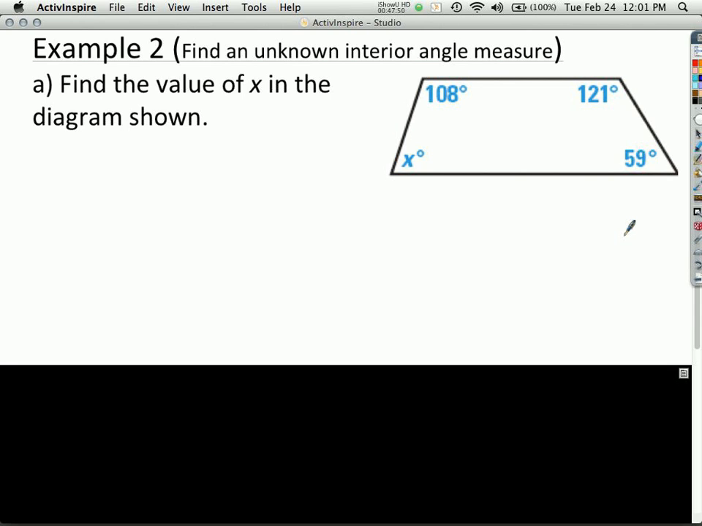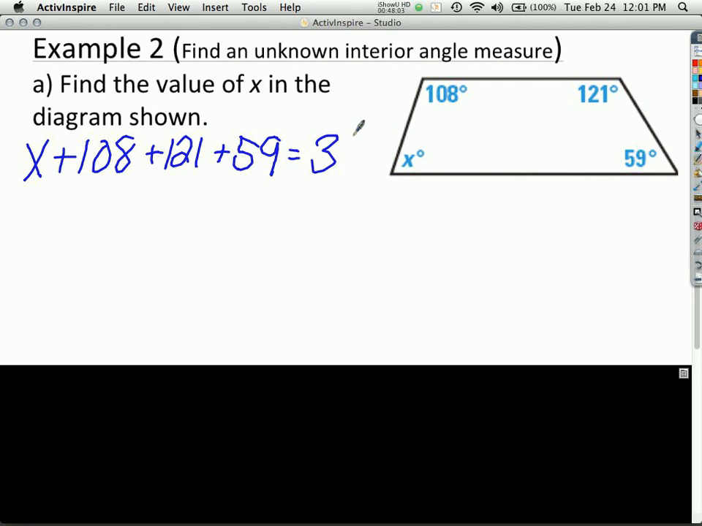You guys are incredibly bright. You could use a calculator and just subtract, however you want. But basically, we've got x plus 108 plus 121 plus 59 equals 360. You can find the missing angle. Give me a thumbs up when you got it. Oh, everyone's got it already.